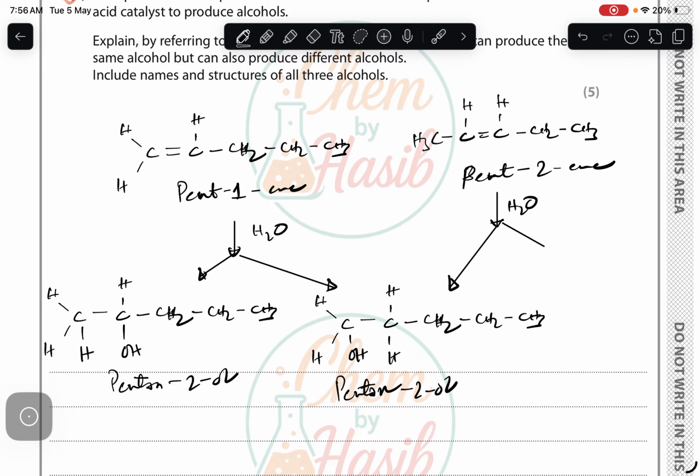Now, if the hydrogen binds to the second carbon and OH binds to the third carbon, this would form pentan-3-ol. The compound formed will be pentan-3-ol. All right, so that is how you explain this answer.